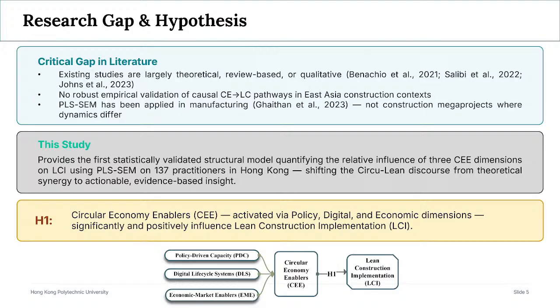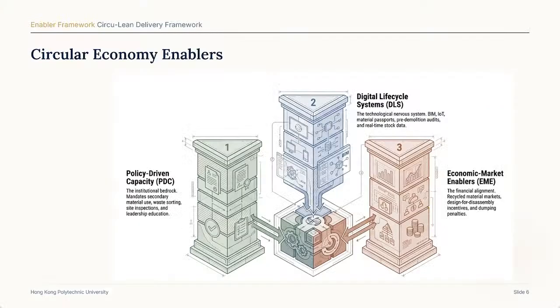The three main pillars of circular economy enablers are policy-driven capacity, digital life cycle system, and economic market enablers, and how they address and help lean construction implementation.